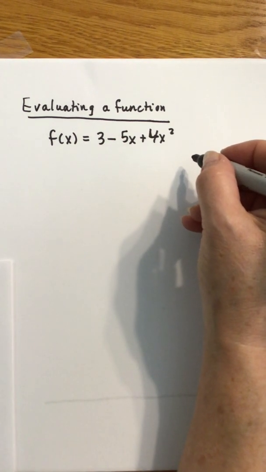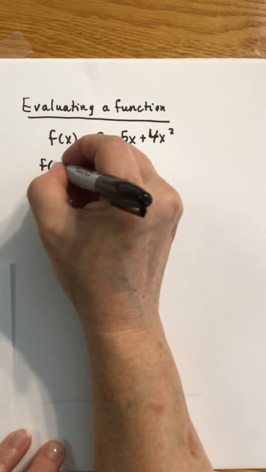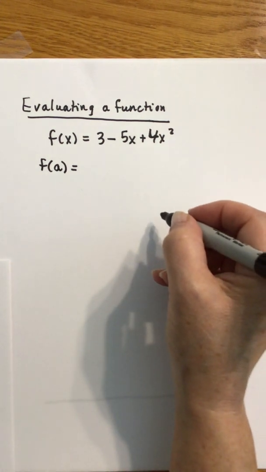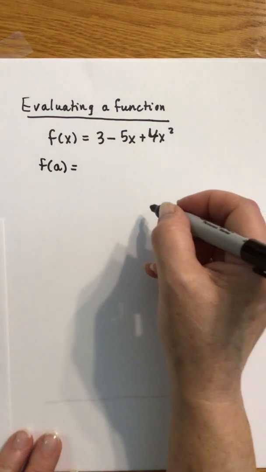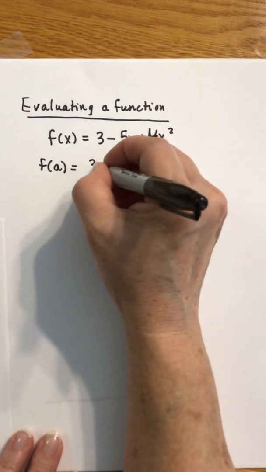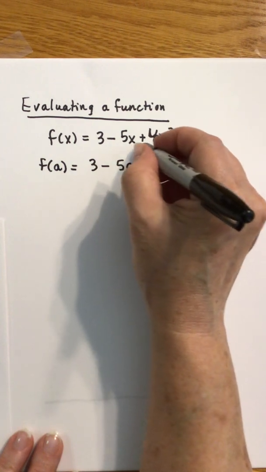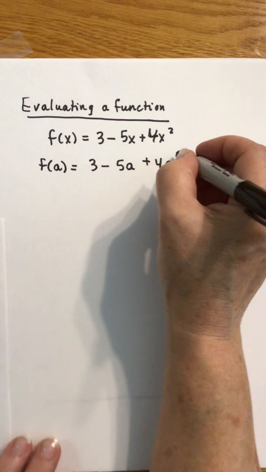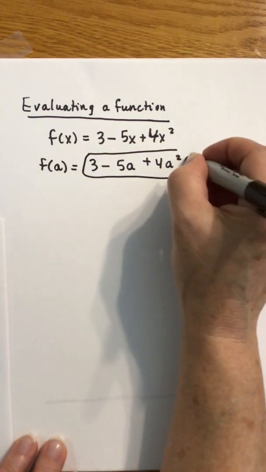So this time, evaluating the function, they want us to find first f of a. Now a is just our input. Just like we've been putting the other numbers in, we're going to put in an a. So I get 3 minus 5 times a, because x is a, plus 4a squared. So there is f of a. Lots simpler than you thought, right?